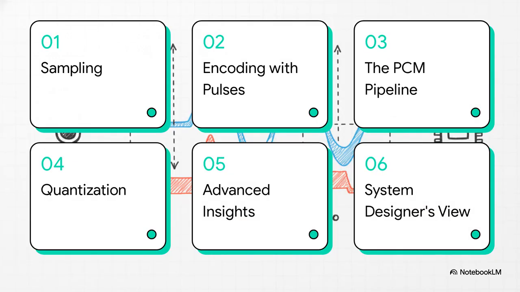So here's our game plan. We're going to start with the most critical first step, which is sampling. Then we'll look at how to encode those samples using pulses. After that, we'll build the entire pulse code modulation, or PCM pipeline, and we're going to really dig deep into quantization. We'll touch on some advanced tricks, and then finally, we'll put on our system designer hats and see how this whole thing fits together.